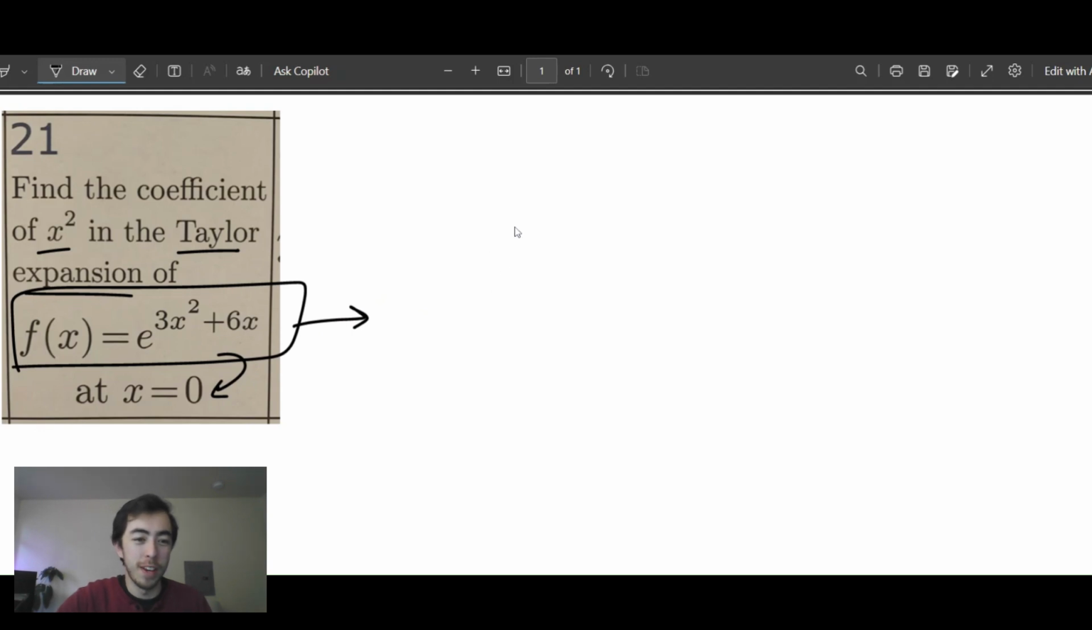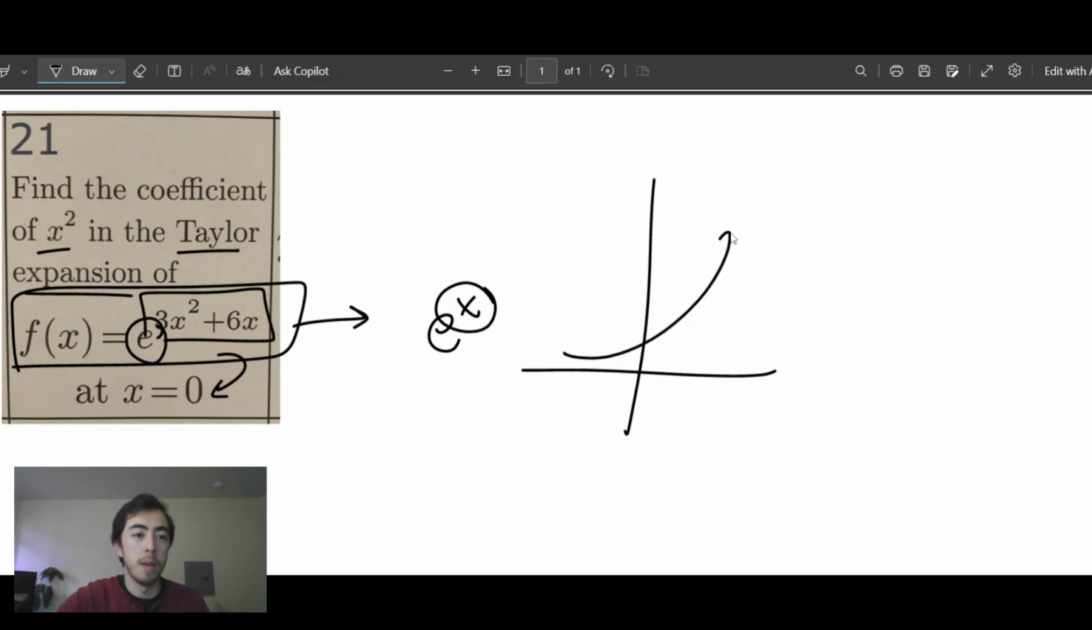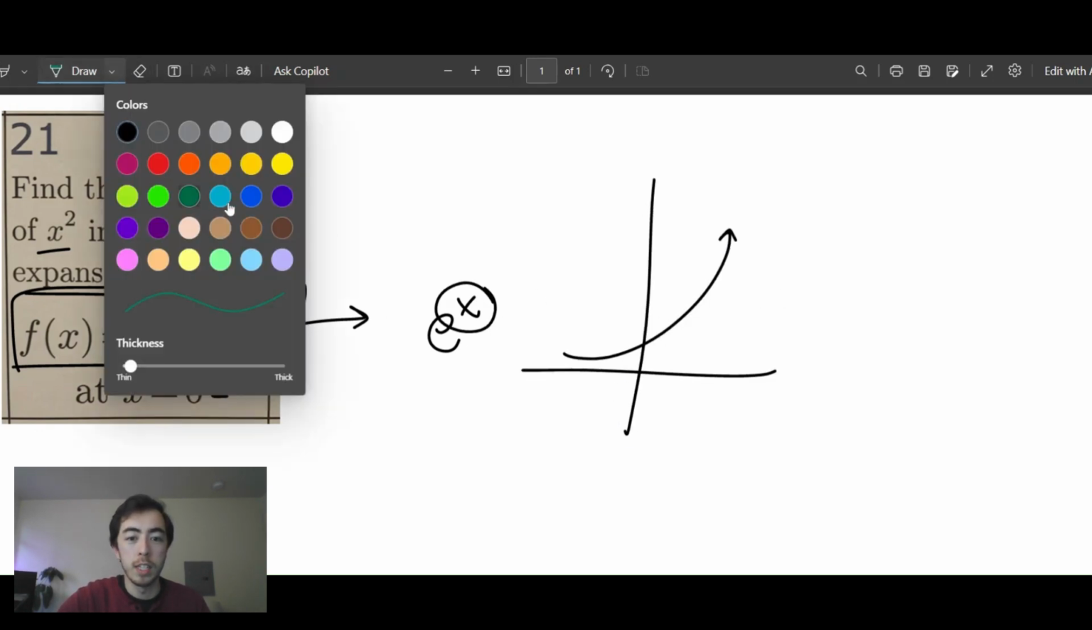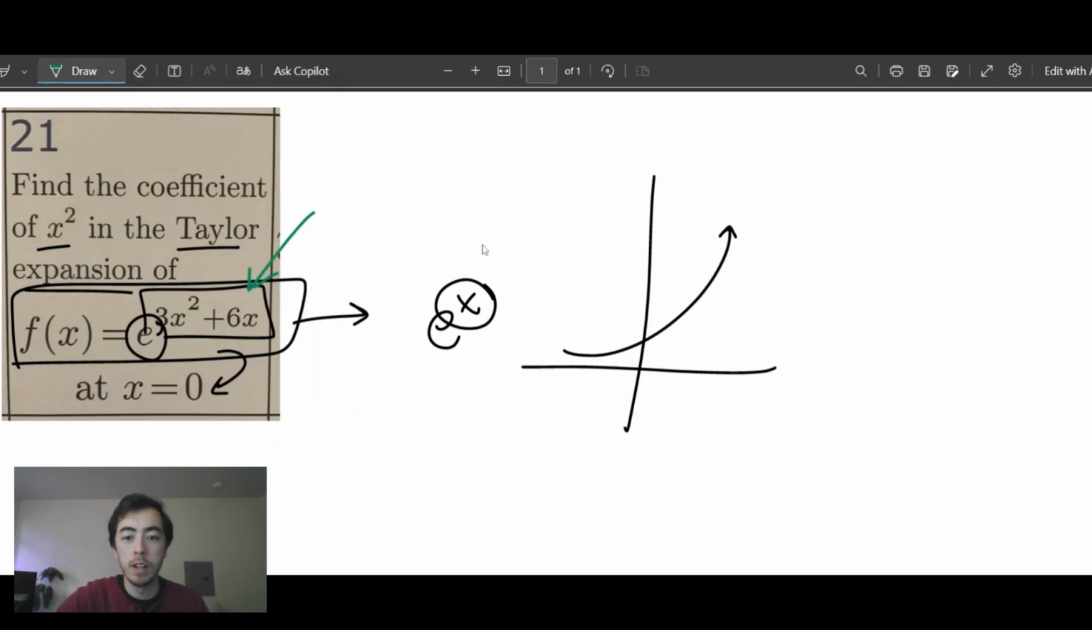This function, f of x, I noticed that it's some kind of exponential function. It's kind of like e to the x, although it looks like our exponent is even greater than just an x. So whereas e to the x kind of looks like this, I'm assuming that our graph, since the exponent here is bigger, will scoop up really, really fast. And a Taylor expansion is going to be some kind of polynomial approximation of this curve.